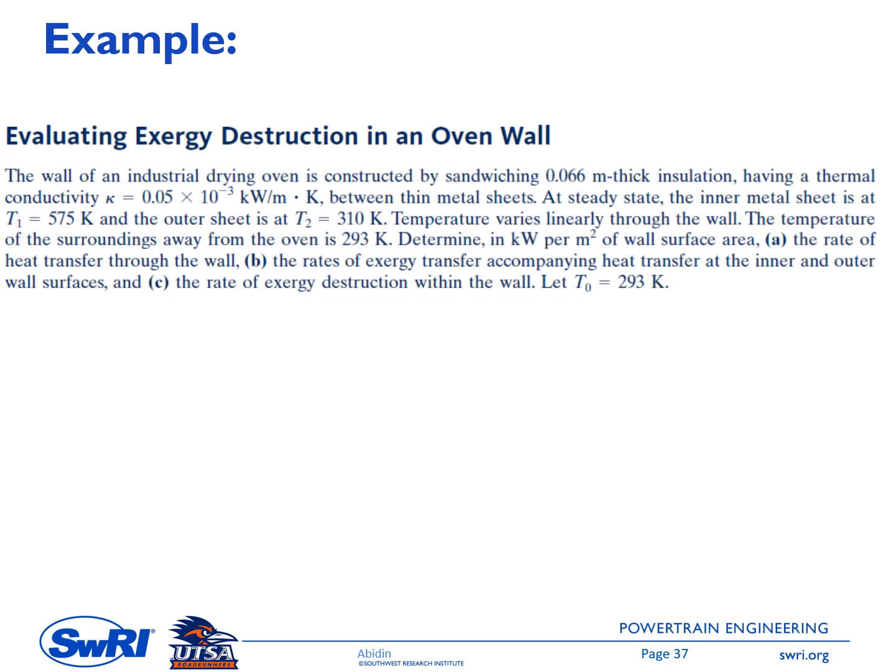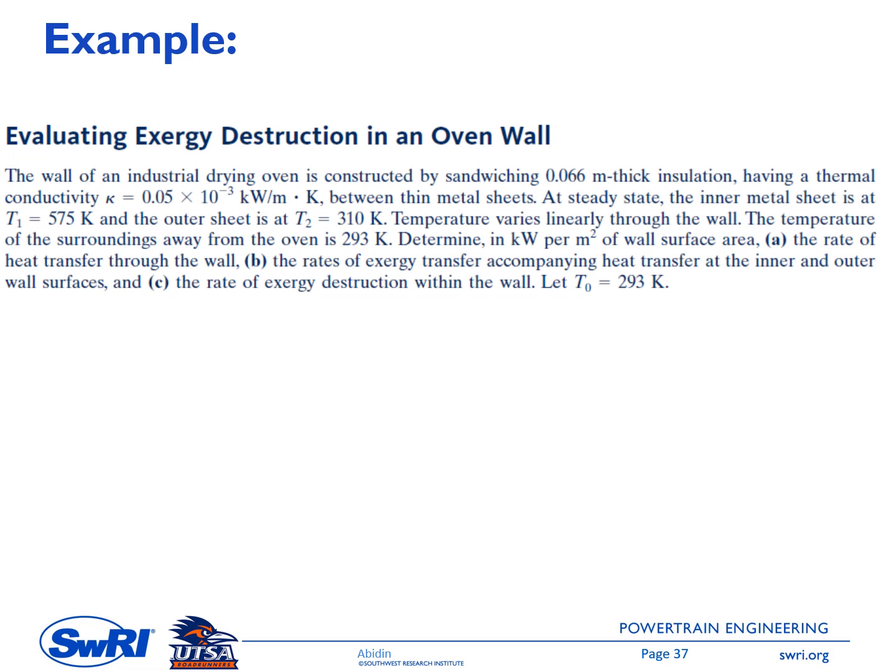At steady state, the inner metal sheet is at temperature T1, 575 Kelvin, and the outer sheet temperature T2 is 310 Kelvin. It is also assumed that the temperature varies linearly through the wall. The temperature of the surrounding away from the oven is 293 Kelvin.